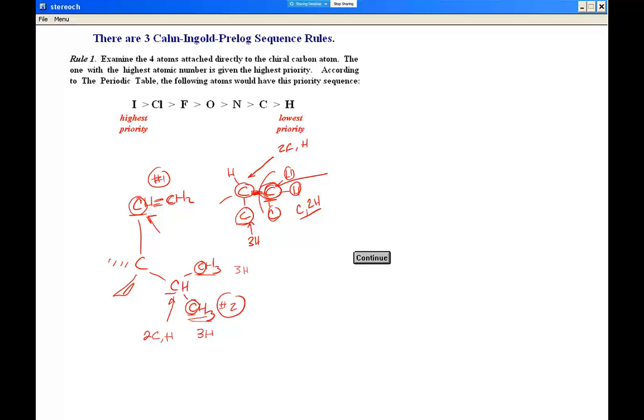So that's why we have to do the expanded structure, because in the first case it didn't matter, but in this case, that's why it gets the priority. So we have to take our rules by looking at the atom and then expanding it into what's attached to that atom.